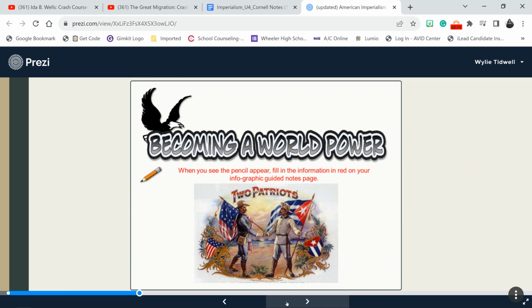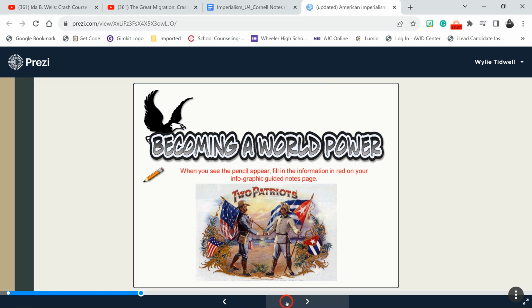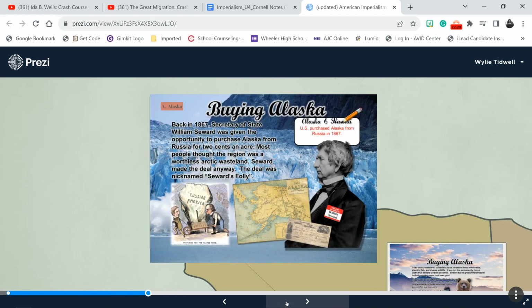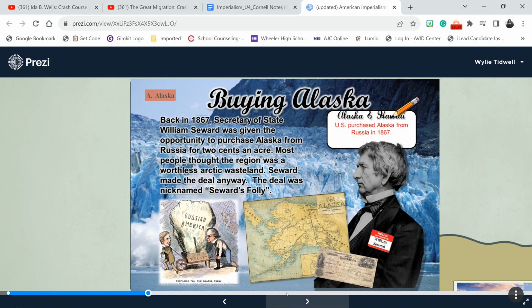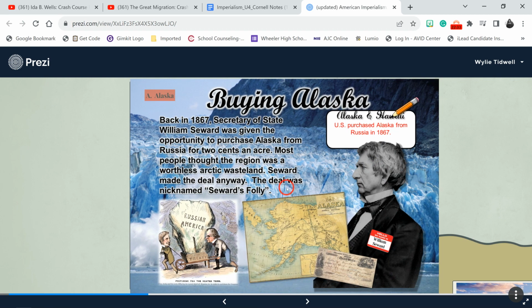All right, so we go to becoming a world power. This is when the United States started to become a world power. Is it clear there? Because before now, we was literally from the Atlantic to the Pacific. That was it. Not no more, though. Because now, we're about to get Alaska, y'all. Okay? We're about to get Alaska.